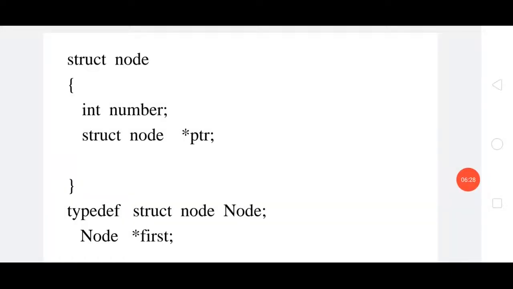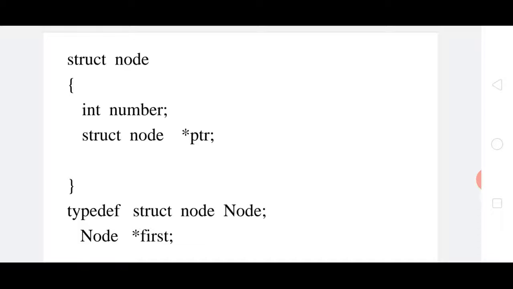Then I am going to create a structure type variable. We can create a structure type variable in 2 ways. The first way is that after closing the structure, immediately I write a variable and a semicolon. This is the first way.